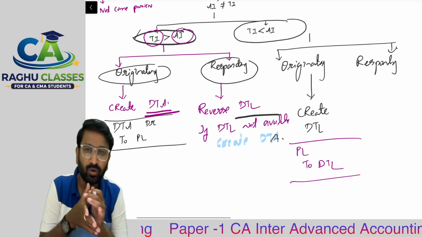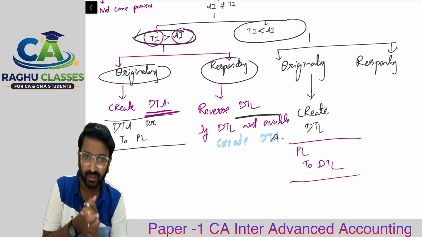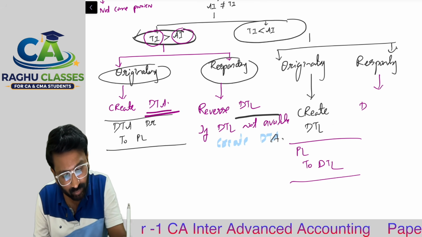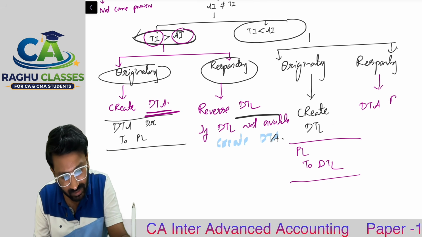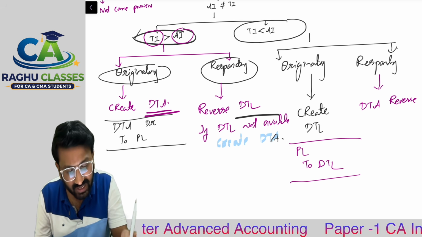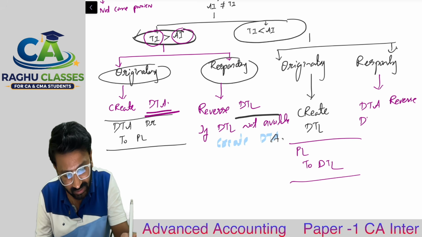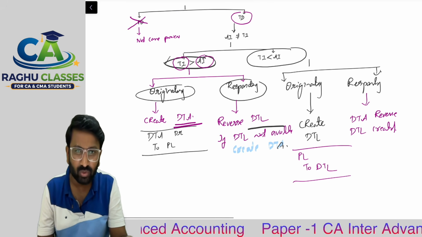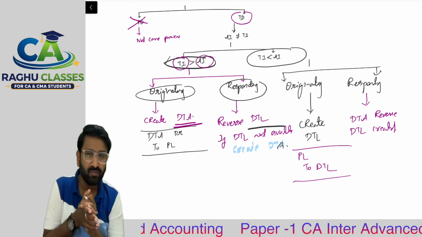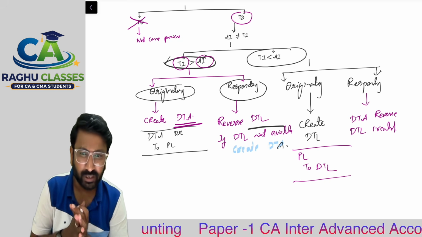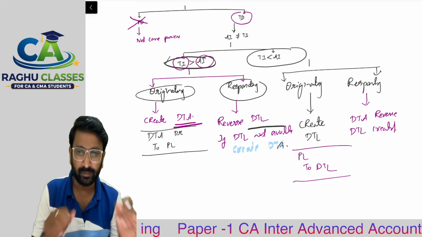If it is a responding difference, if it is not arising for the first time, then what we do: if you have DTA with you, if DTA is available, reverse it, reverse DTA. If DTA is not available, then DTL will be created. So this is an important flow chart, and based on this only, we'll be solving all the questions. So try to understand.